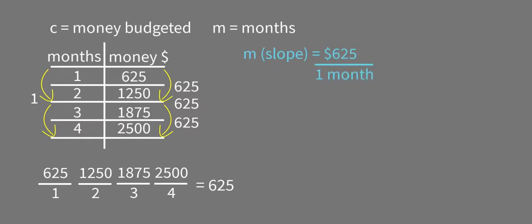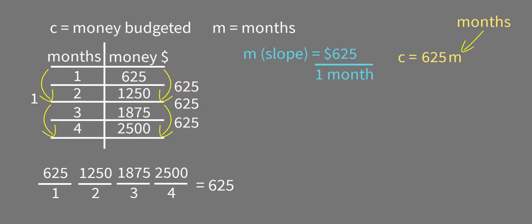So our equation, if we let C equal the cost, which is given in the problem, is C equals our rate of change, $625, times the number of months, and we'll call that M. Don't confuse that with the M for slope, because our slope is 625. This is the first part of the problem, where C equals cost and M equals the number of months, as given in the problem.